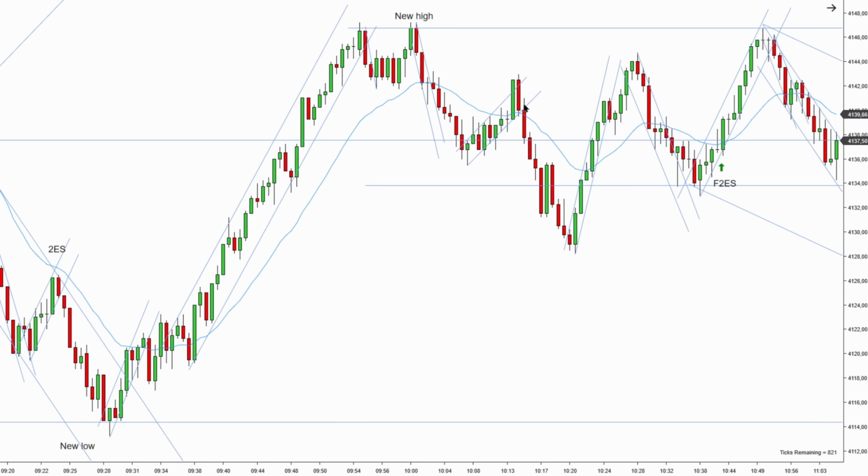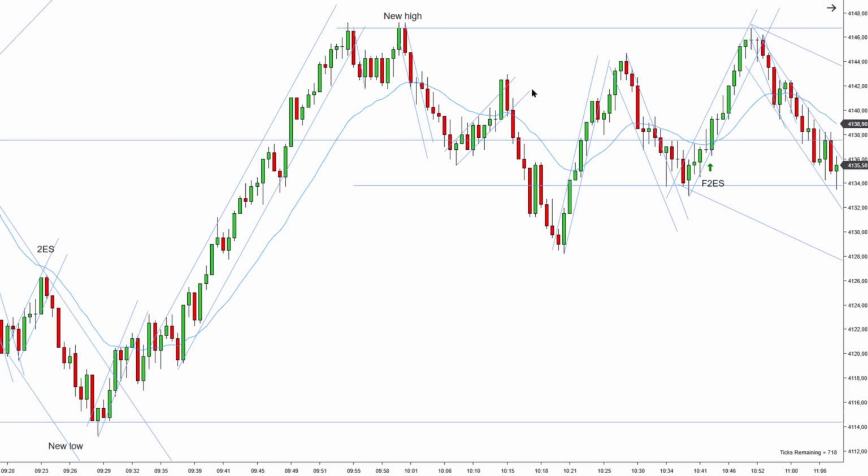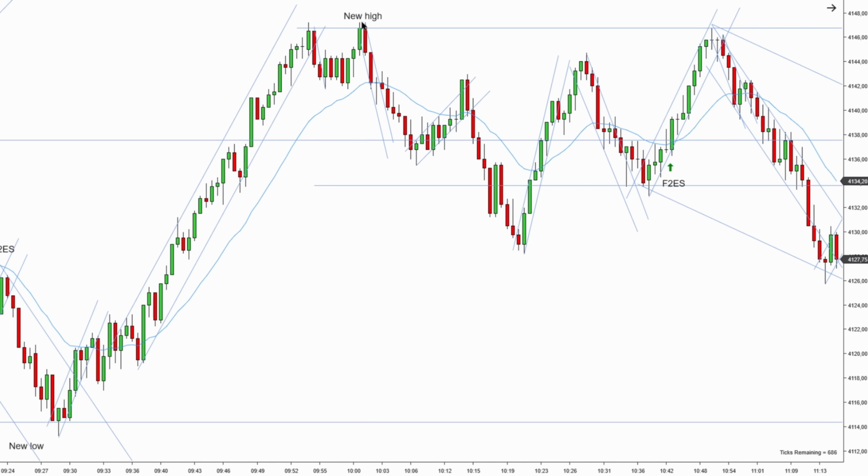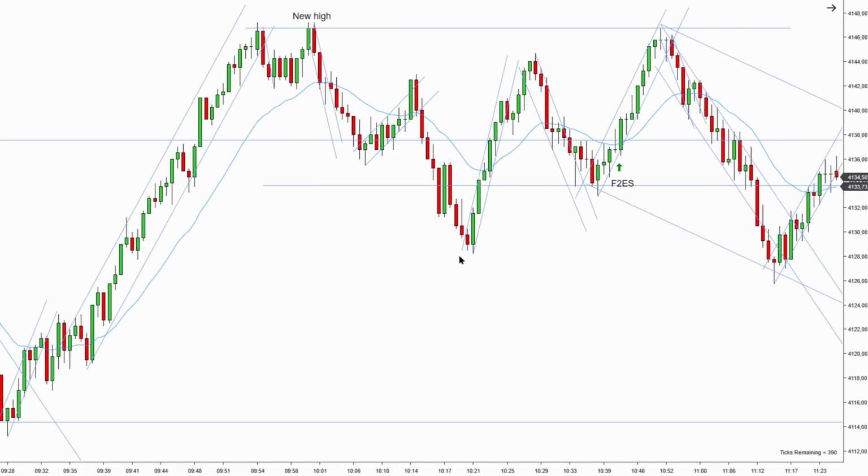If anything, I was looking to go long. We have a failed second entry short, but still below EMA, just no good clean entry. It's better off to be patient. And now you see we have a lot of up and down moves. We have first leg down, pullback, second leg down. So we have a 2-legged pullback down. We have a first leg up, pullback, second leg up.